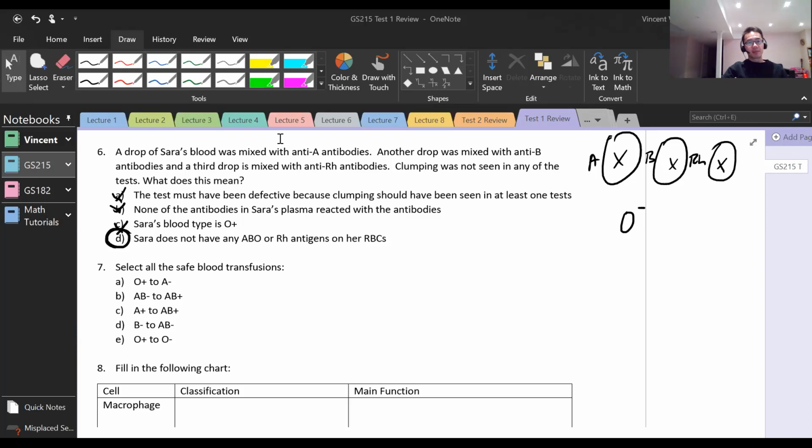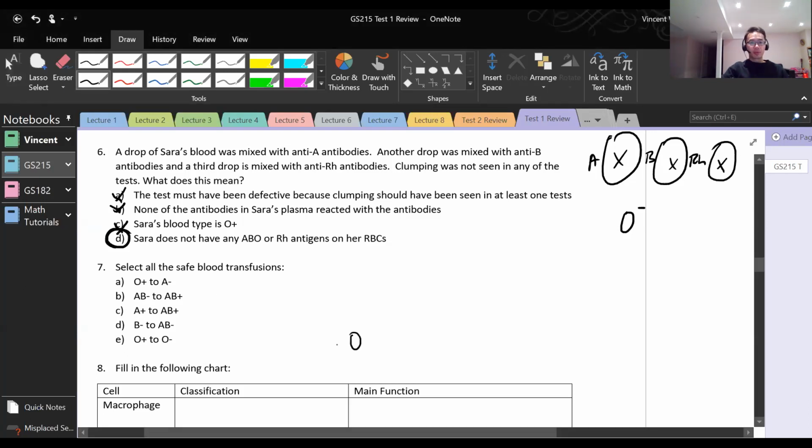Okay, so all the safe blood transfusion. Remember to use this chart, right? Of course, negative can be given to positive. So over here, O to A is okay, but positive to negative is not okay. So that's not the answer. AB negative to AB positive, that's okay. Now you can always give to your own, and negative can be given to positive.